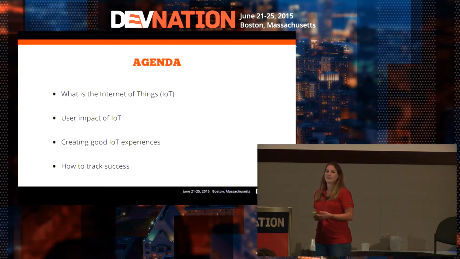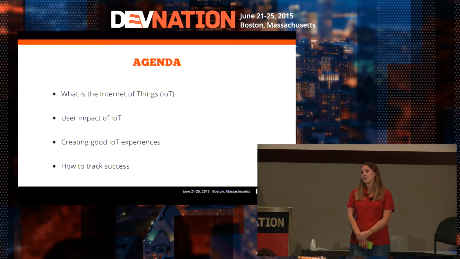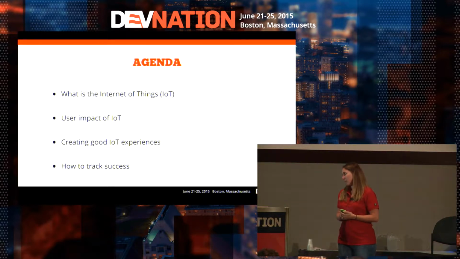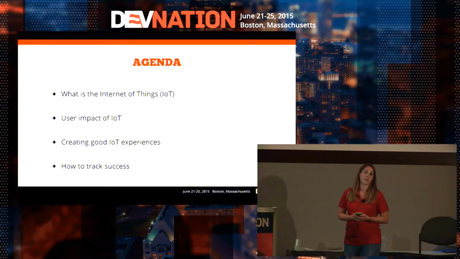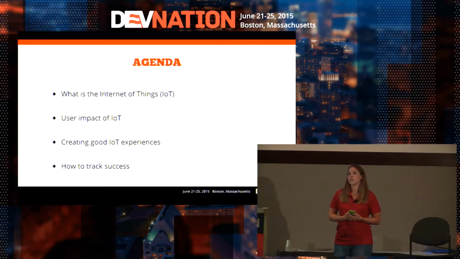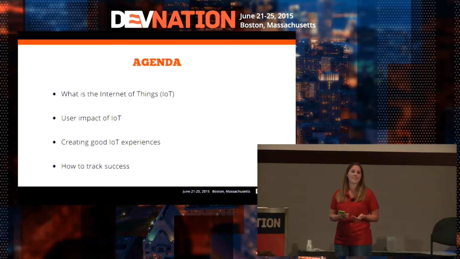So today I'm going to talk about what is the Internet of Things, and I know there's a lot of discussion about it as far as the technologies, so I want to take a different stance here. I want to start thinking about what this means for our users, and what is the benefit that we're really providing to the customer or to the user. So we'll talk about the user impact of Internet of Things and how you can create good Internet of Things experiences when you're creating solutions for your companies. And at the end, we'll talk a little bit about how to track success, because this is a new industry. One of the most important things is just tracking and recording as we go along so that we can understand how well we're doing and improve from there.